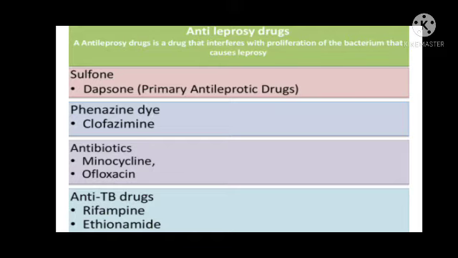Now, next is the classification of anti-leprosy drugs. First class is sulfone, in which dapsone is a drug. It is a primary antileprotic drug. Then, phenazine, clofazimine is a drug. Antibiotics such as minocycline, ofloxacin, and anti-TB drugs are also used for the treatment of leprosy. Rifampin and ethionamide are drugs that can be used to treat leprosy.